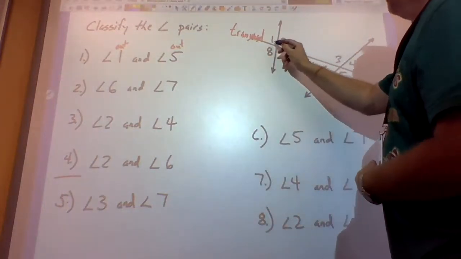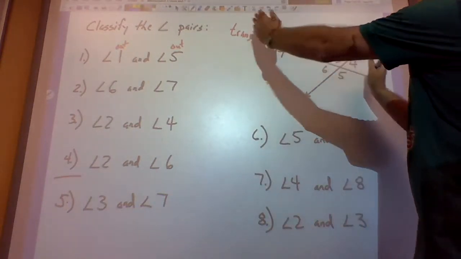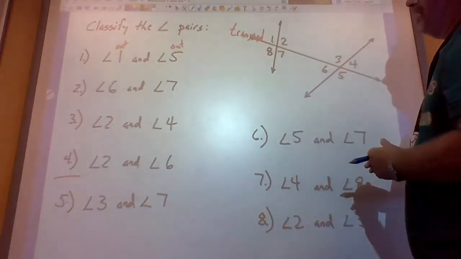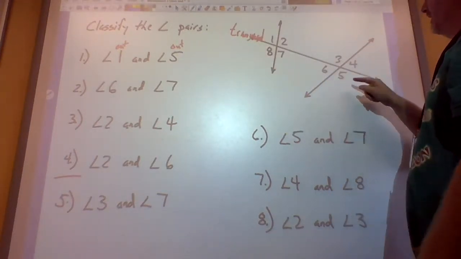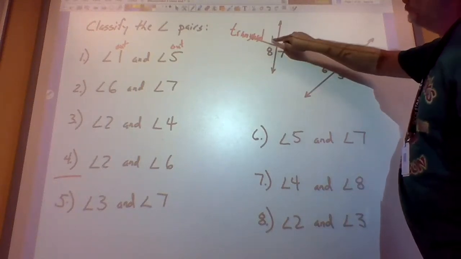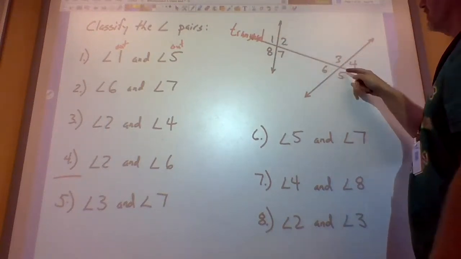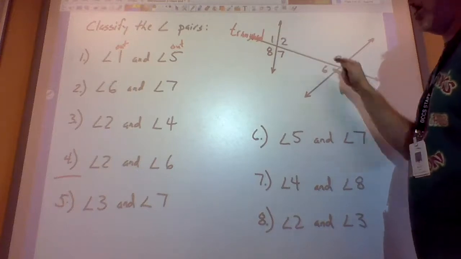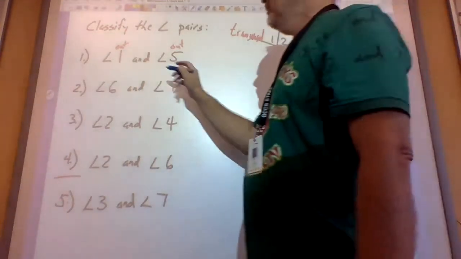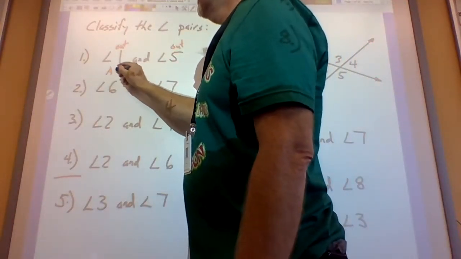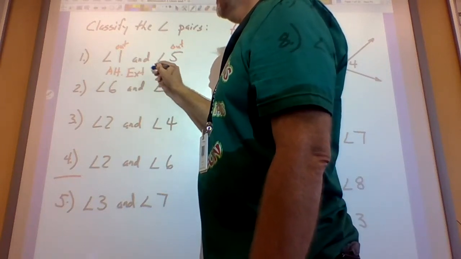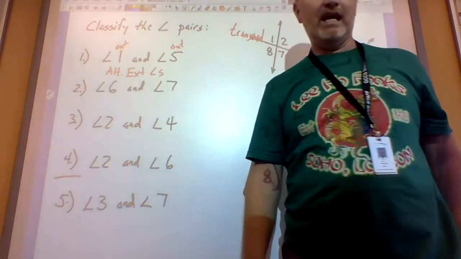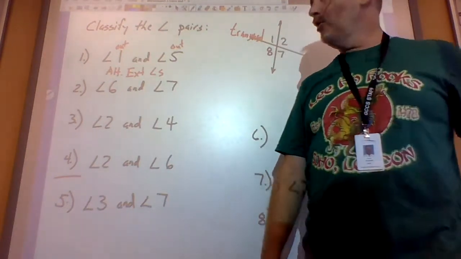And so we're talking about 1 and 5, so they're both exterior. So are they alternate exterior? I do believe they are, because here's the transversal. 1 is on top of the transversal, 5 is underneath it, so they're on alternate sides. So they would be alternate exterior, or as I'm going to put, alt-ext angles. Alternate exterior angles. Does that make sense? I hope it does.